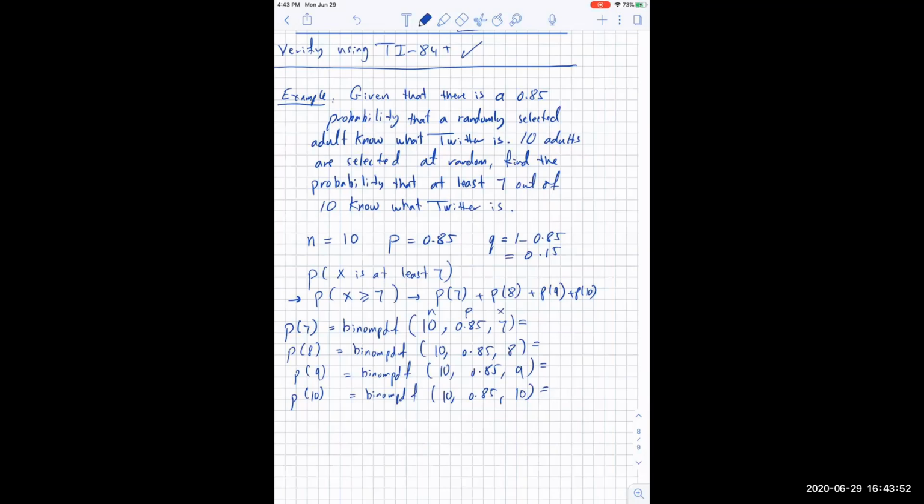All right, guys, so let's do the first one. Again, go ahead and press the second key, the blue key, and then the vars key that will give you the distribution list. And then go down to binomial PDF, 10 trials, 0.85, and 7. That gives 0.1298.